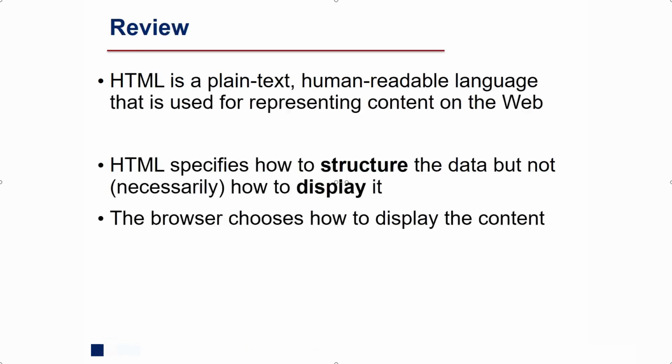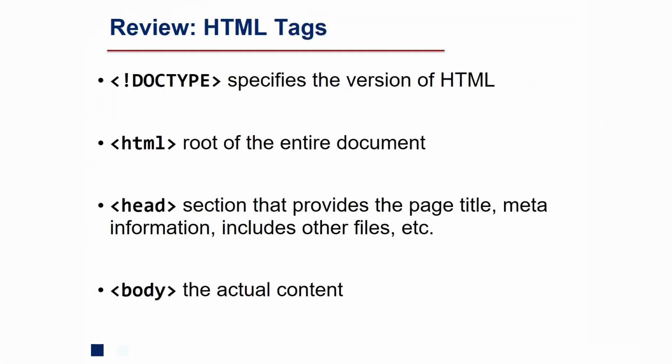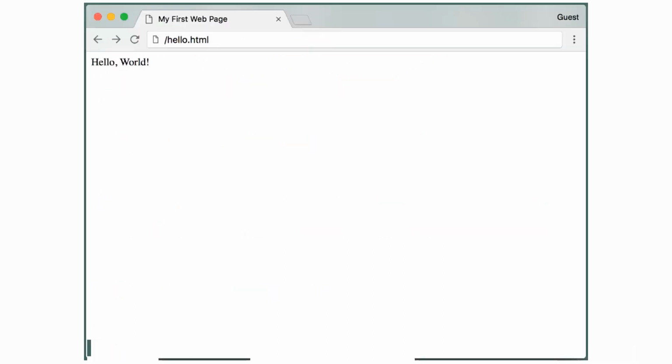In the previous lesson, we started to look at HTML, hypertext markup language. This is the way that we structure the content that we're going to display on the World Wide Web in a web browser. And we saw 4 important HTML tags, or the elements of an HTML page. The first one specifies the version of HTML. Then we have the root element of the entire document. And then one for the header of the document and one for the body of the content in the document. And using those 4 tags, we were able to create a simple little HTML page that looks like this.